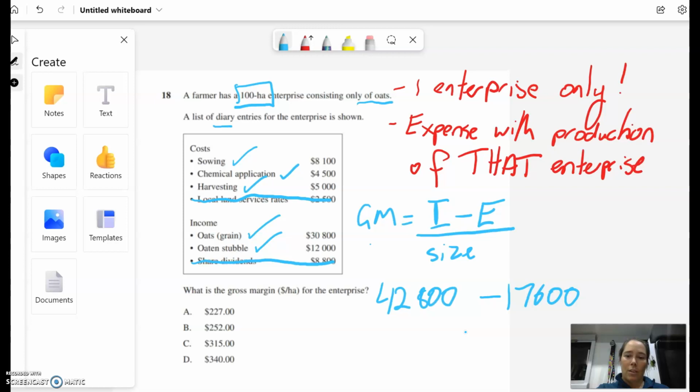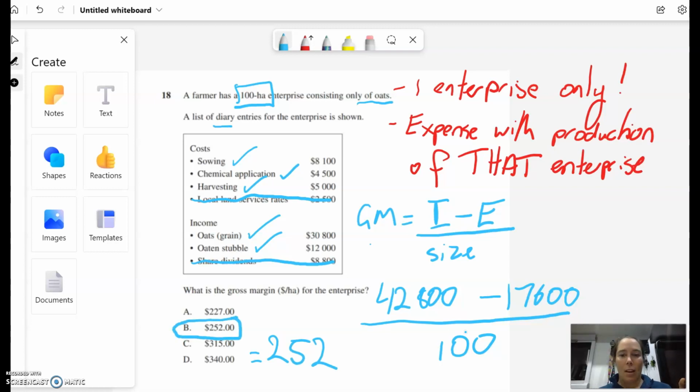And then we're going to divide by 100. So 42,800 minus 17,600 is 25,200, which we then divide by 100. So that equals $252.